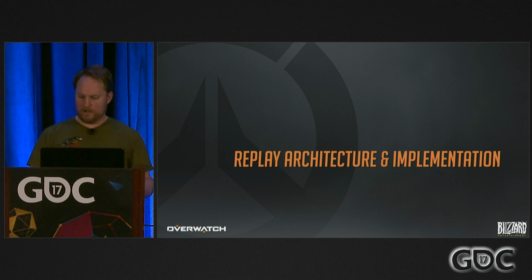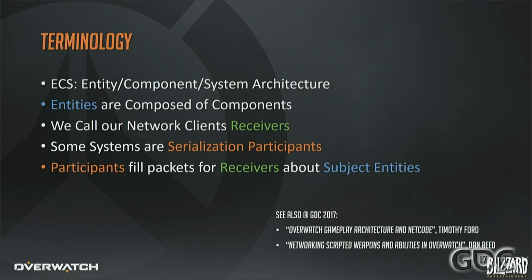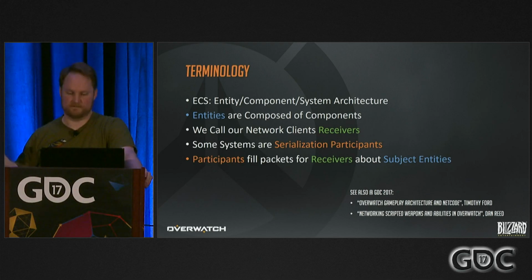Let's dive in now on how we manage that stateful replication in Overwatch and how the replay system meshes with this network replication paradigm. Overwatch uses an ECS architecture. So we have entities made up of components that are updated by systems. Some systems are what we call serialization participants. They are responsible for synchronizing some aspect of the game to receivers or replication targets.